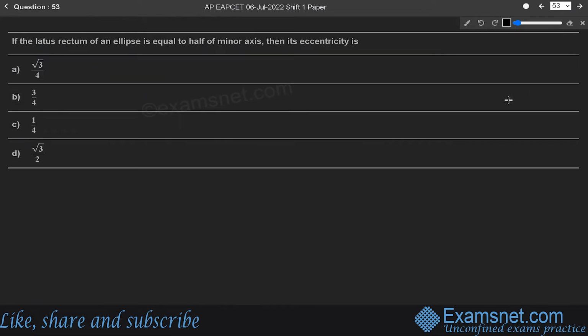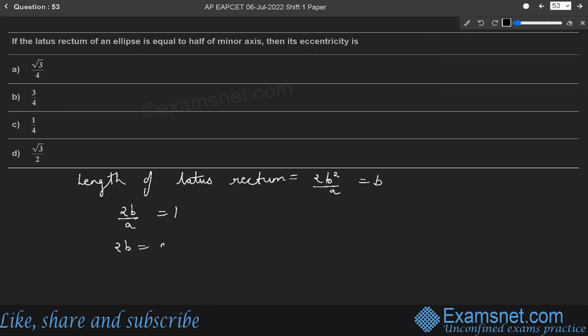Next question also comes from conic section, and the question is, if the latus rectum of an ellipse is equal to half of the minor axis, then its eccentricity is. We know that length of latus rectum is equal to 2b square upon a, which will be equal to b. Now 2b upon a is equal to 1. So 2b will be equal to a and b will be equal to a by 2.